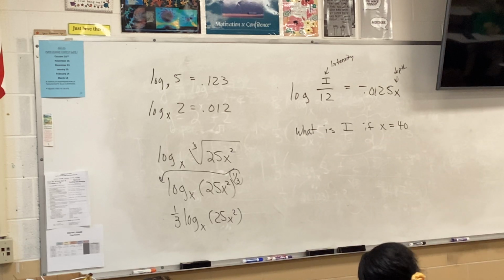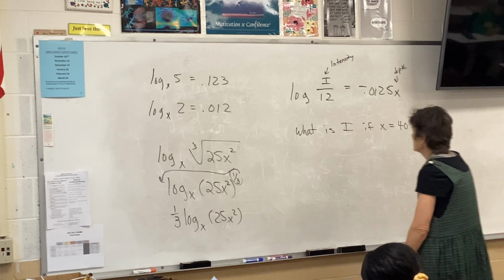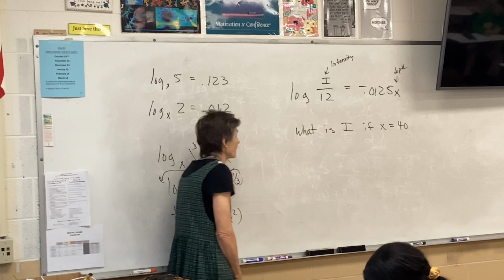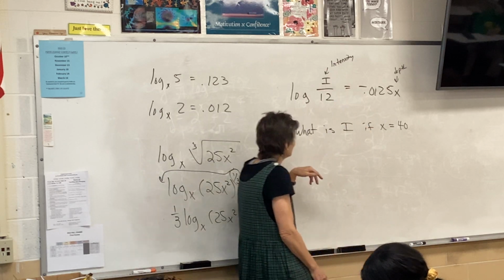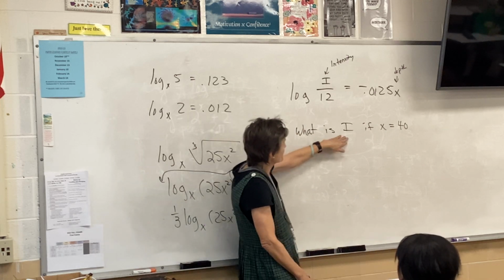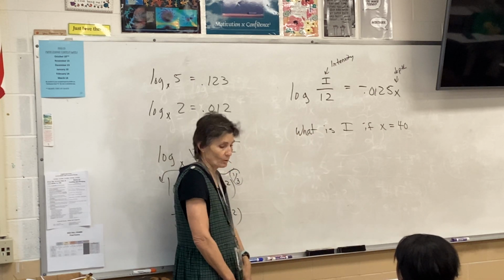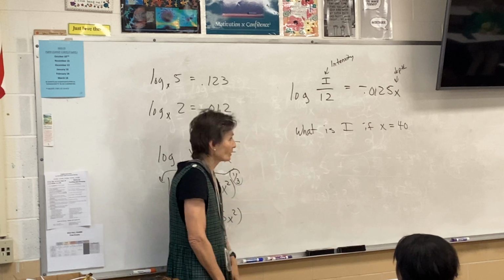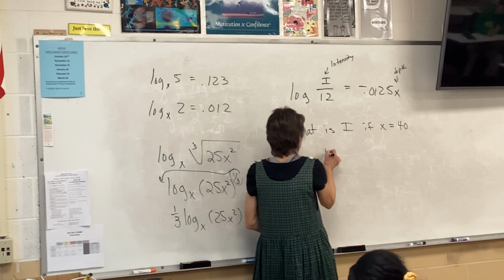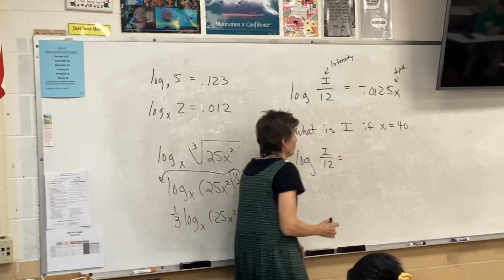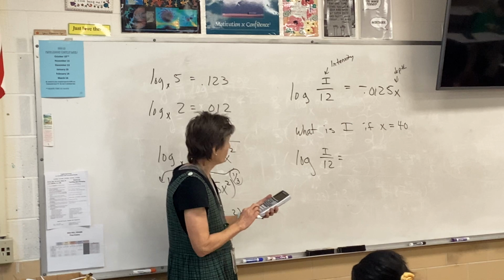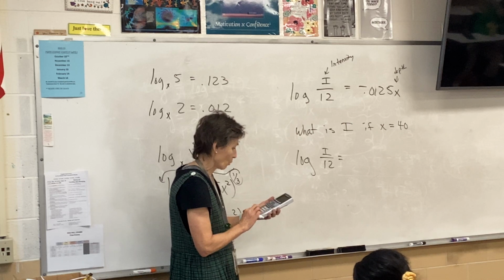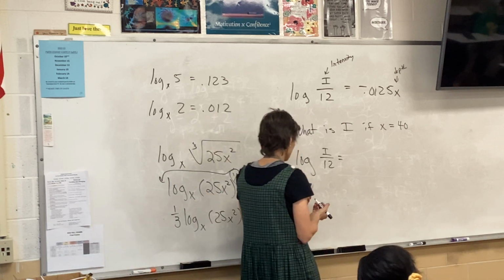These are circled, so this is a calculator problem. All right, so what am I going to do? They give me the equation right here. They tell me what I and x stand for. And then the question is, what is the intensity if x is 40? What do you think I'm going to do? Plug in 40. So the log of I over 12 equals, I'm going to plug in 40. So negative 0.0125 times 40. Is that negative 0.5?